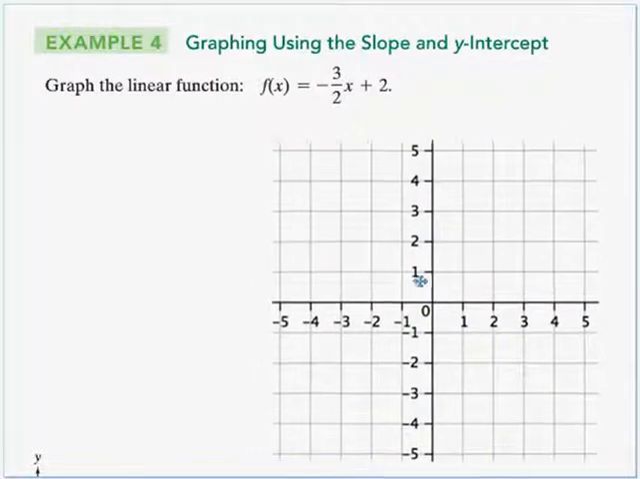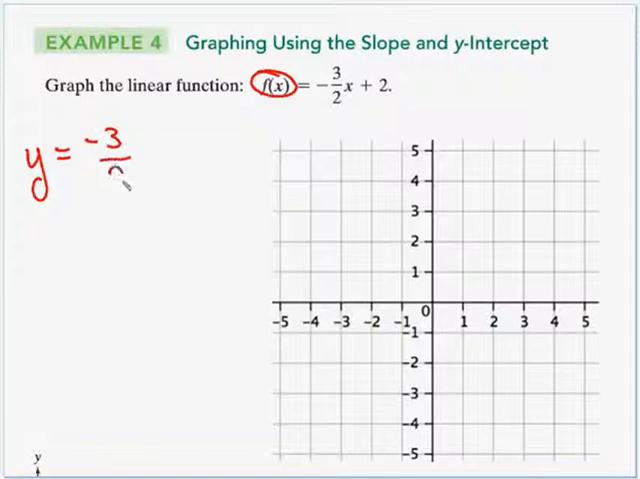So here they gave us an equation. It's ready to rock and roll. It's in the form y equals mx plus b. Again, don't let the f of x throw you. You know, f of x is just a function notation for the output of our function, which we can also use y for. So this would be y equals negative 3/2 x plus 2.